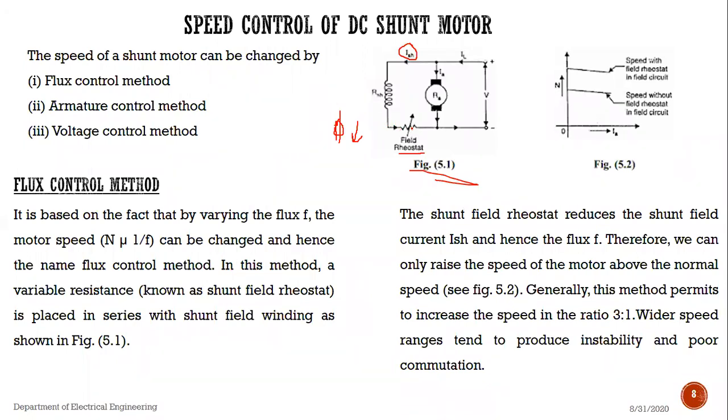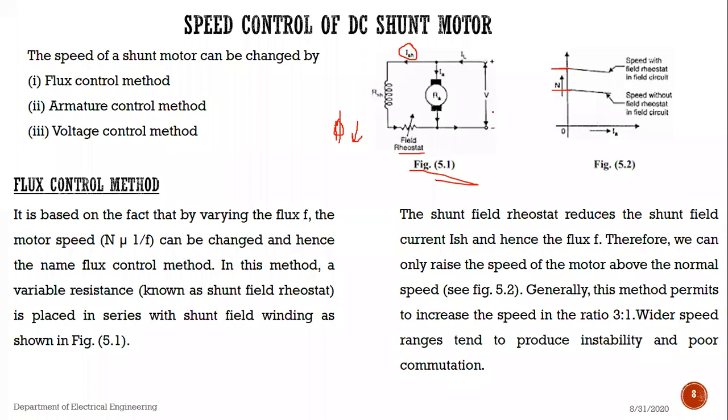That means if we need to raise the speed of the motor above the normal speed, if there is some normal speed of the motor and we want to raise the speed above it, then how? See, this is the normal speed and we need to raise the speed up to this point.